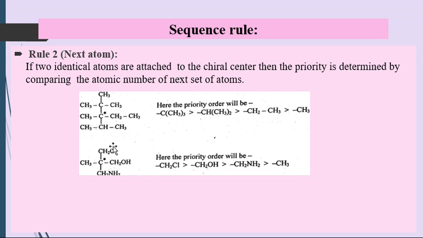Then priority is given to chlorine, OH, and nitrogen. Here the atomic number of chlorine is 17, oxygen is 8, nitrogen is 7, and carbon 6. Therefore, first priority goes to this carbon because the next atom is chlorine, whose atomic number is higher than oxygen and nitrogen. Then second priority to CH2OH because here the next atom is oxygen, and third priority to CH2NH2 because nitrogen has atomic number 7, and then CH3. This is sequence rule 2.